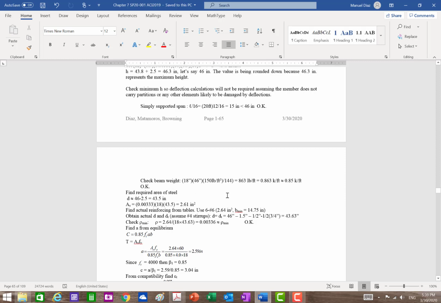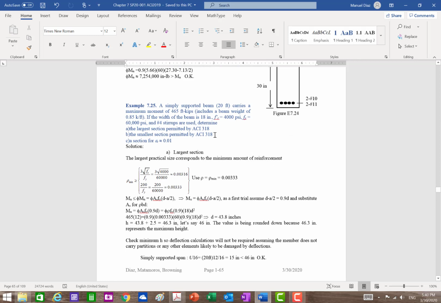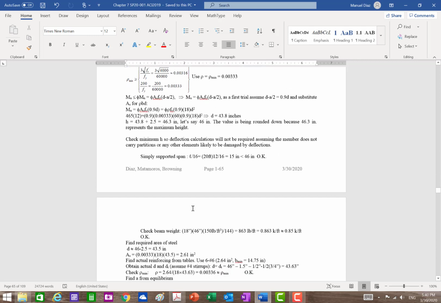And I already showed you how to do that calculation again, so you have an example already of how to do that. Okay, so now I'm going to find my D value. So 46 minus 2.5, 43.5. I multiply that times 18 times my minimum rho, so I get 2.61. I look at my tables of what I can use, and I find something pretty close, 2.64, was not bad. Number 6 is, the B minimum is 14.75, right? And I'm having a B value of 18, so it fits within that.